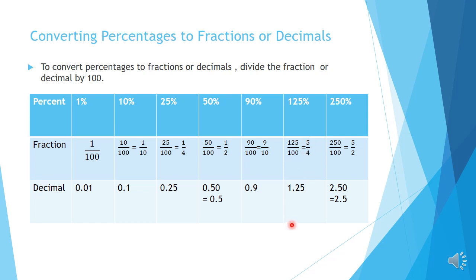And in decimal form, what do we get? 1.25. We are getting here 2 decimal places. We have here 100, so we need 2 decimal places. Okay, so between 1 and 2 we put the decimal point.